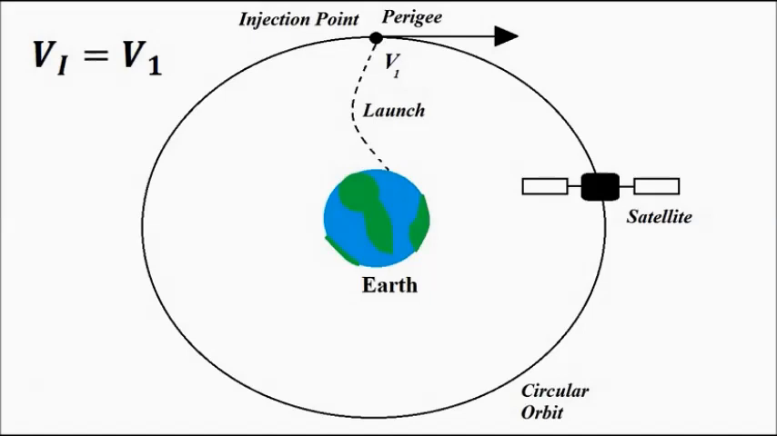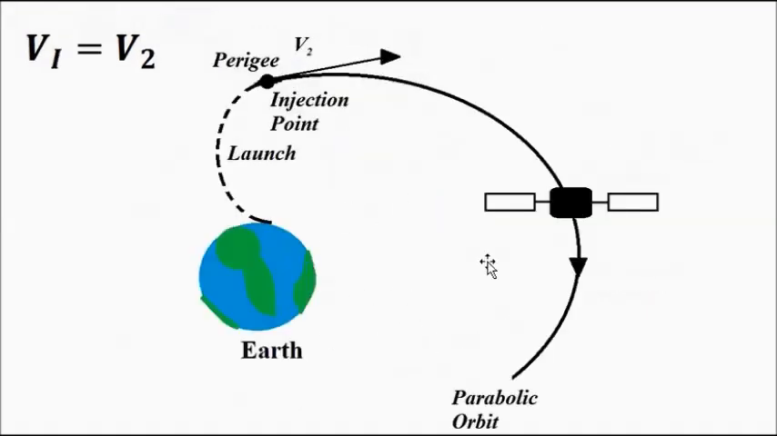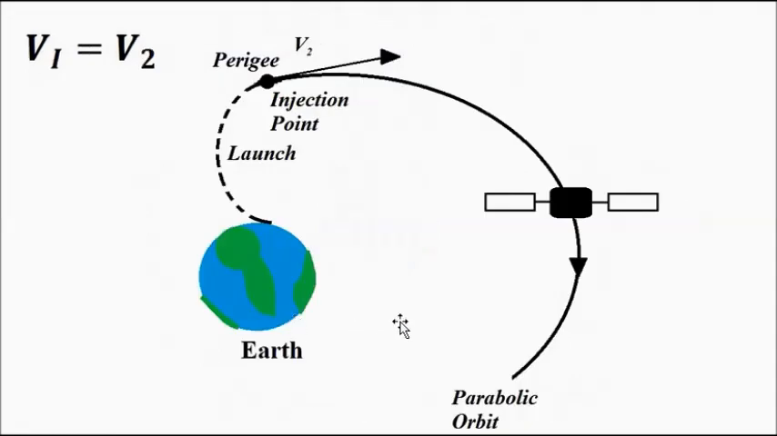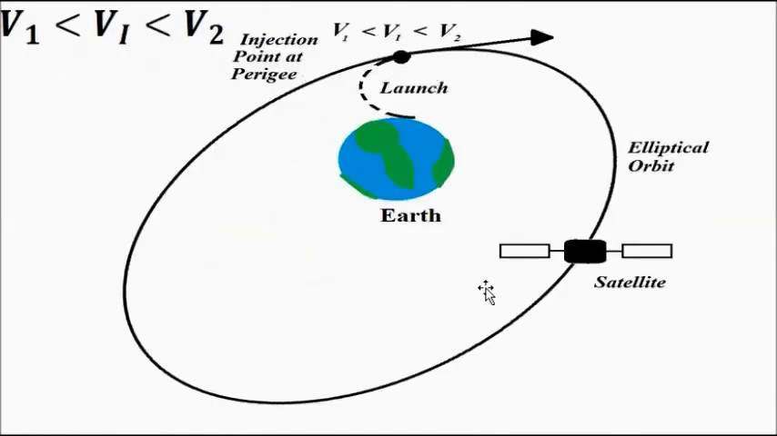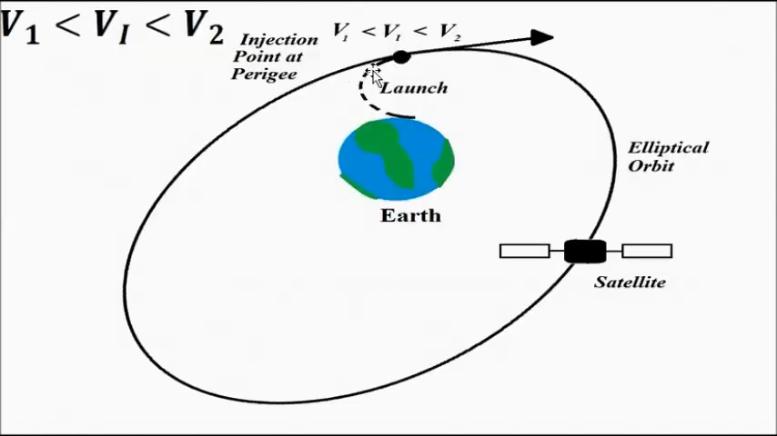And if it is closer to the second cosmic velocity, then the satellite orbit will become more and more elliptical, closing in on this parabolic path. So when it is in between, the orbit will be in between the circular and parabolic orbit, and it will be in the form of an ellipse. So this is a very interesting case. The apogee and perigee distance depend on the injection velocity. The more the injection velocity, the more will be the value of apogee and perigee distance.